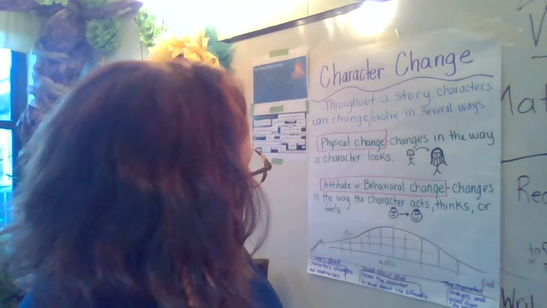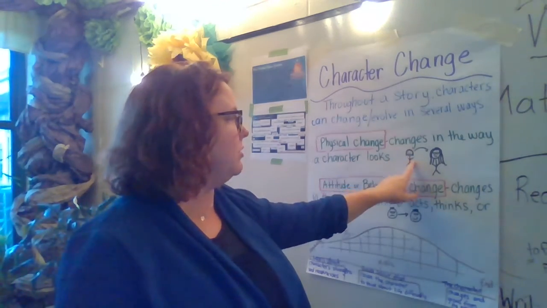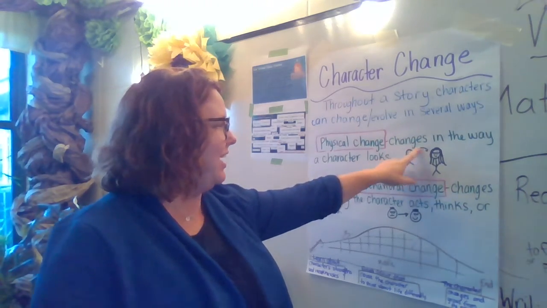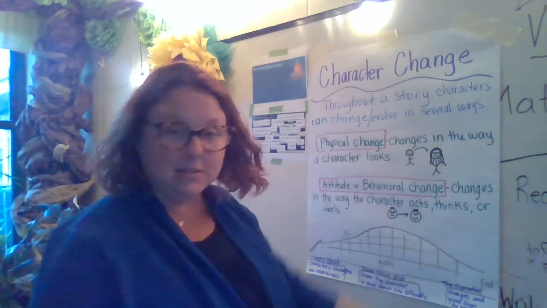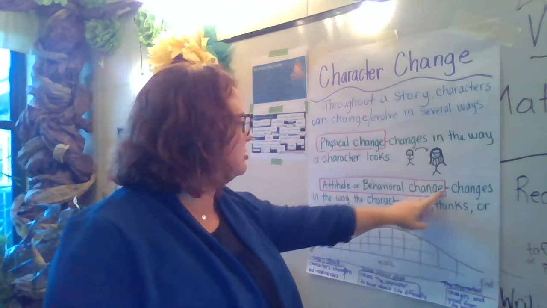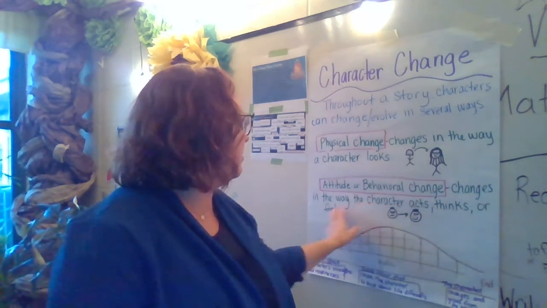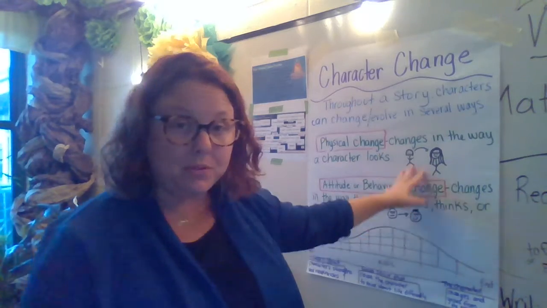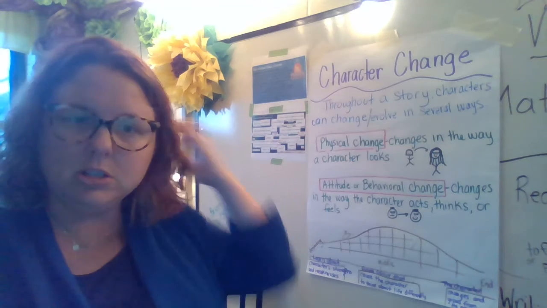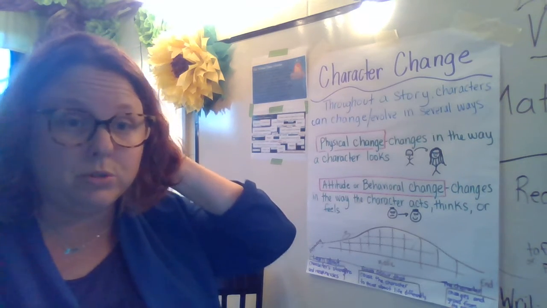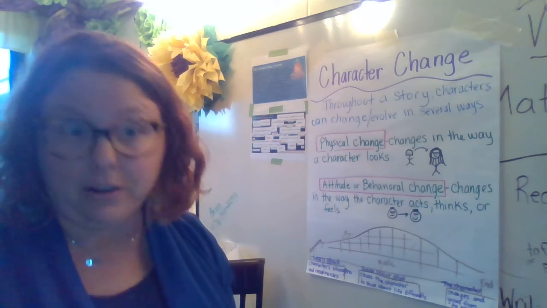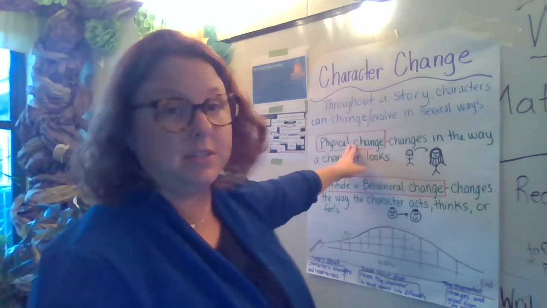Basically, physical change means changes in the way a character looks. When you're little, this little girl, I guess, has short hair, and then she grows to be bigger and has longer hair. Over time, that's a physical change. Attitude or behavior changes are changes in the way the character acts, thinks, or feels. This is more what people think about whenever they think of character change in a shorter story. You don't see a lot of physical change when you're reading a short story or a short passage. You might have an event about a bad haircut or something like that, so that might be a physical change.